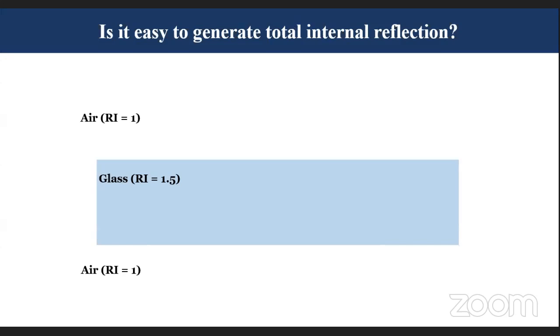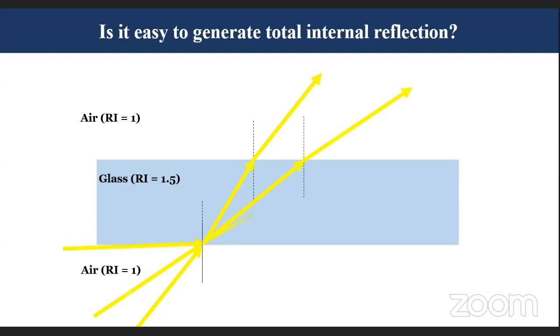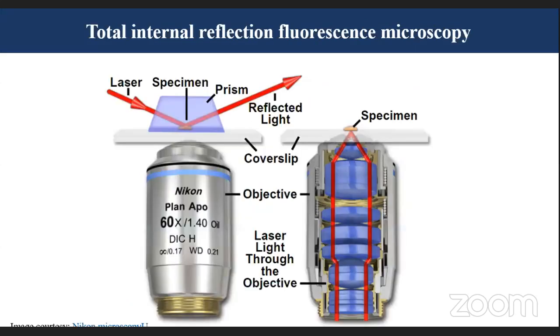So I tried generating total internal reflection by taking a slab. You can see that I took the slab. On one side it was air, on the other side it was also air, and in the middle it was glass. And I put the light. It went in and came out. So I kept on increasing the angle, but the light always came out. And I was thinking, how can I trap this light inside this glass slab? It was difficult. Then I checked how the people who make microscopes are doing it.